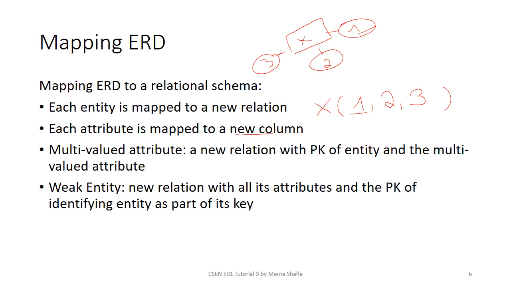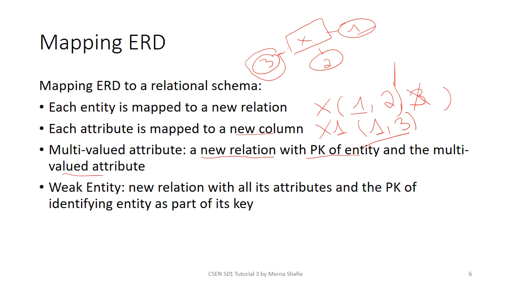Now, if I have a multi-valued attribute, how am I going to map it into a relational schema? I'm going to have a new relation with the primary key of the entity and the multi-valued attribute. So let's say, for example, that 3 is a multi-valued attribute. I will not put it here; I will just have 1 and 2. And I will make a new relation named X1. What will be inside it? The primary key of the entity, which is 1, and 3. Both together will form the primary key of this new relation. Its primary key is going to be the multi-valued attribute plus the original primary key.